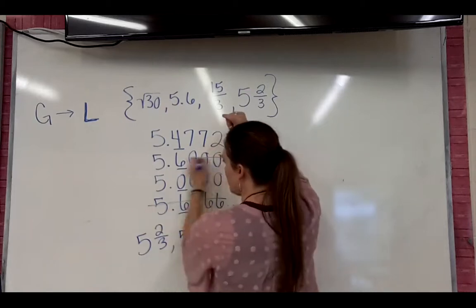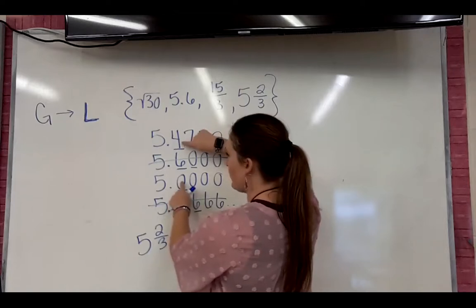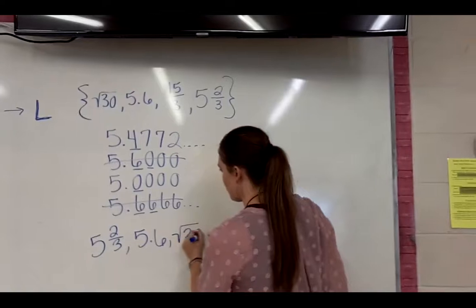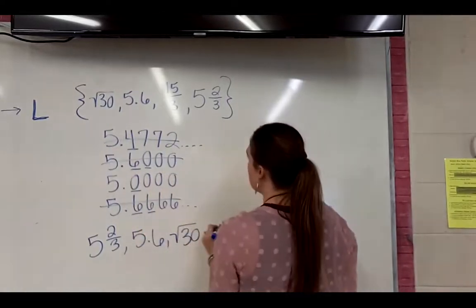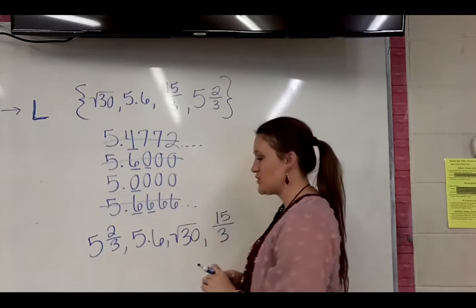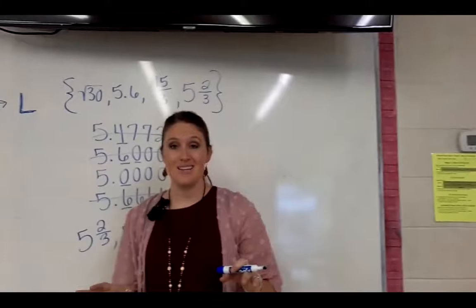I like to mark them out once I'm done so I don't get confused. So now we're back to these two. I have a 0 and a 4. So 4 would be next. That was the square root of 30. And then our last one was 15/3. So that is in the correct order from greatest to least. Make sure you pay attention to that because on your homework it might be least to greatest.